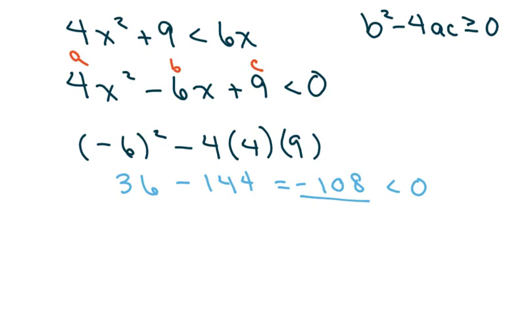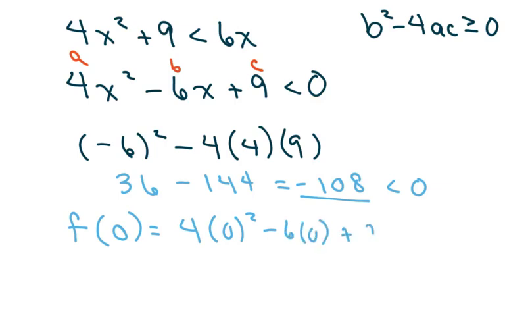So let's choose x equals 0. If we choose x equals 0 and plug that in our equation, that equals 9. Now 9 is positive. So we want negative. We want this to be negative. So therefore there's no real solution.